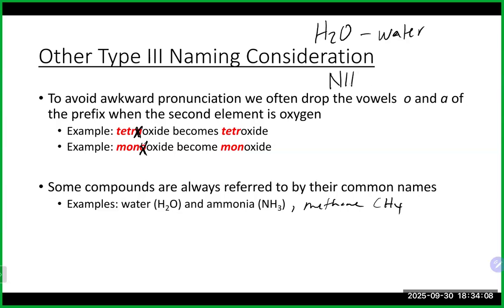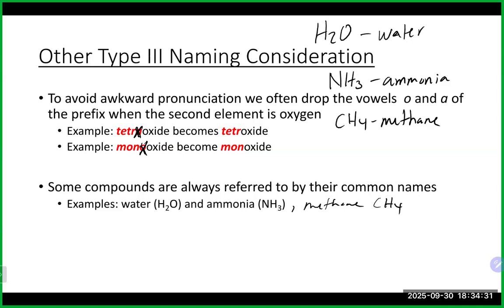NH3, as we talked about a little bit earlier, is ammonia. Again, it has no charge and one less hydrogen than ammonium with the +1 charge. That's a polyatomic ion. And CH4 is methane. That is the simplest organic molecule you could have. So those guys should definitely go by common name.